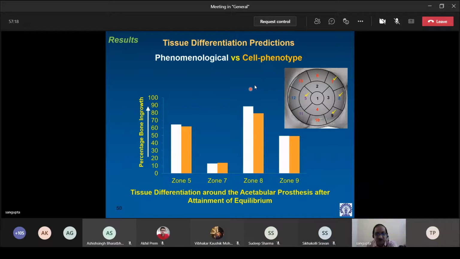What was the output? You can see the percentage of bone ingrowth after reaching equilibrium. This is the final configuration. For zones 5, 7, 8, and 9, these final bone ingrowth predictions were quite comparable. You can see similar trends: quantities between 60 to 70% in zone 5, almost equal in zone 7, little minor differences in zone 8, and almost similar in zone 9.